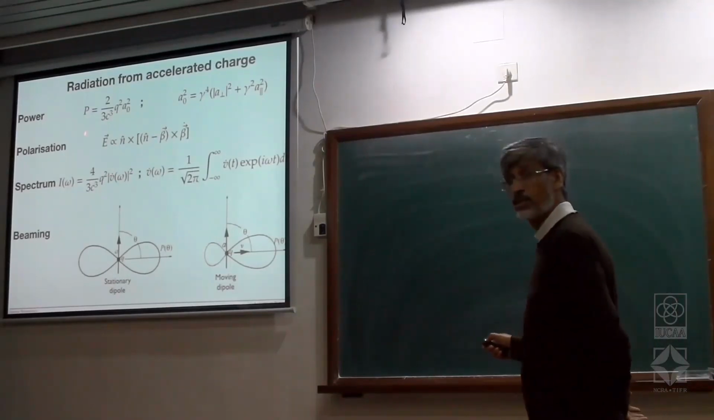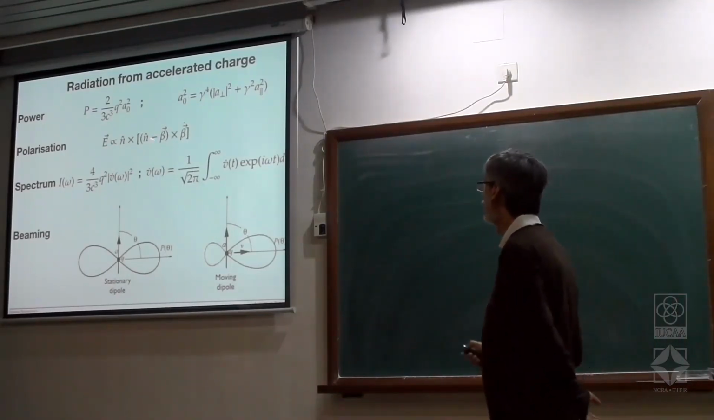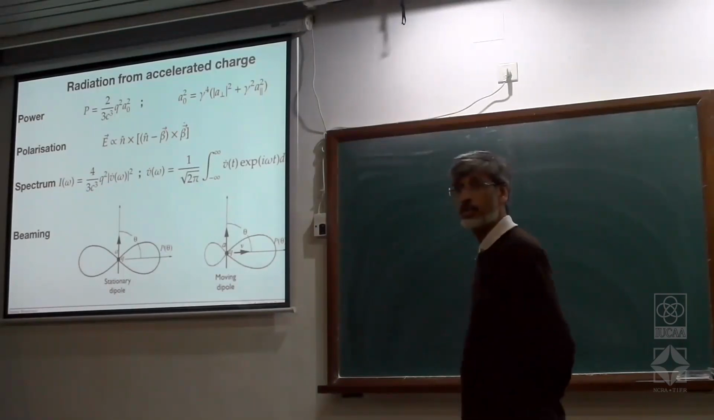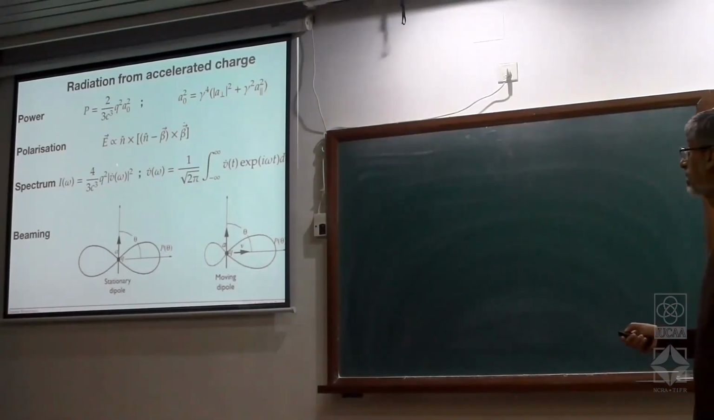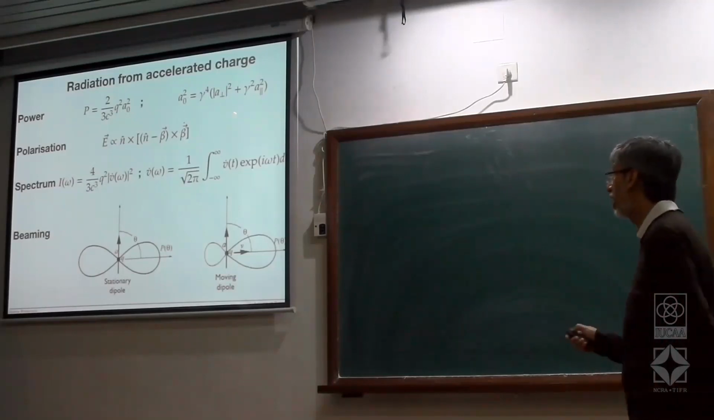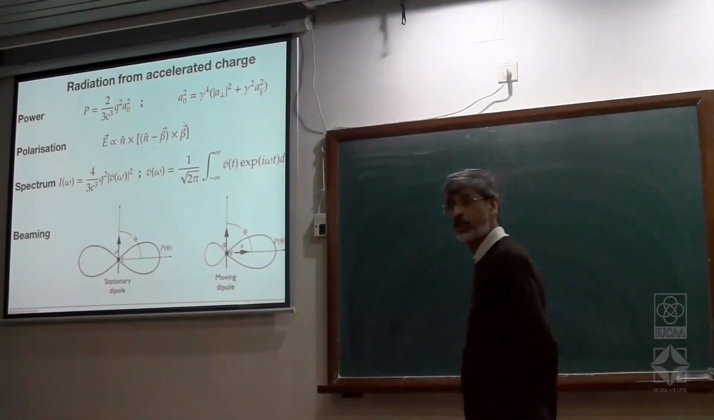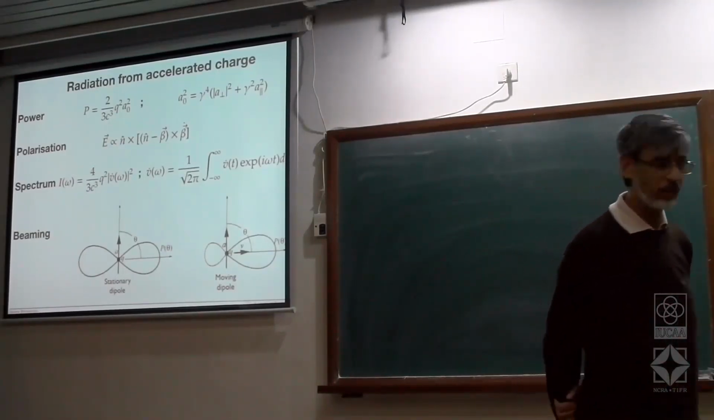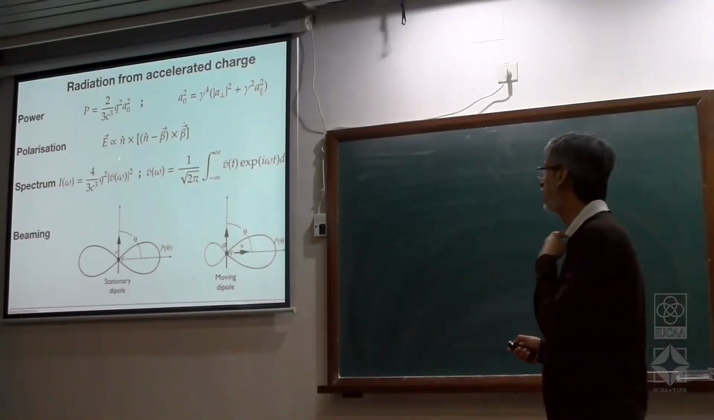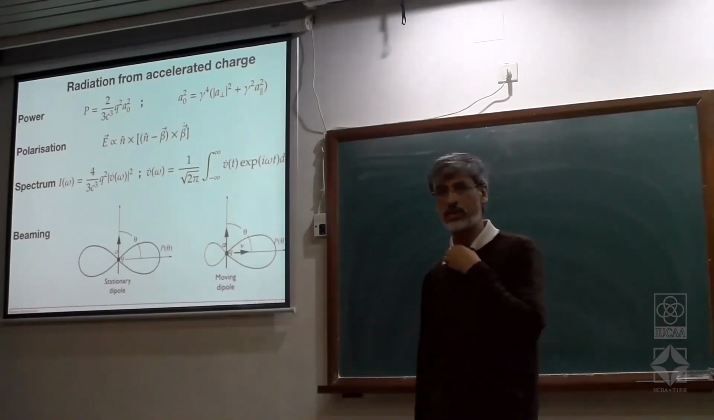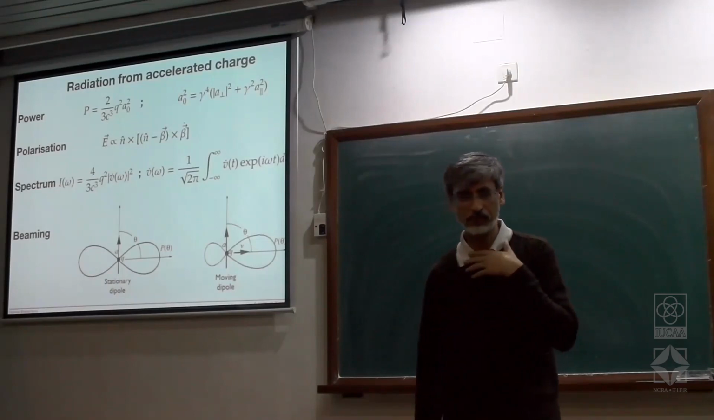Beta is the velocity of the charge divided by c. Beta dot is the acceleration of the charge divided by c. And n minus beta crossed with beta dot, and that cross product is crossed again with n, gives you a fixed, a specified direction, which gives you the direction of the radiation electric field.